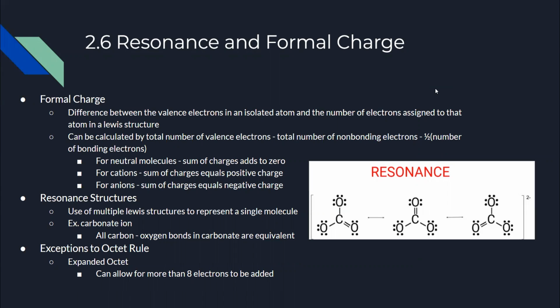So for resonance structures, you can use multiple Lewis structures to represent a single molecule. For example, with carbonate. So basically, you have the ability for all the oxygen bonds to be equivalent, even though there's an extra bond. So because you can add a second bond to any of the carbon-oxygen bonds, all of them are equivalent. So this is a resonance structure. And there's also some exceptions to the octet rule, such as the expanded octet, which can allow for more than 8 electrons to be added. And we can see that later.